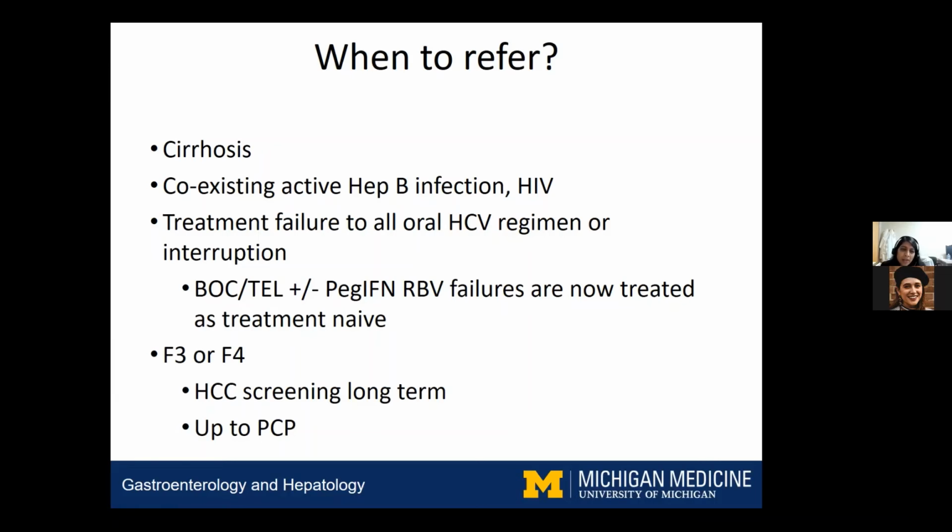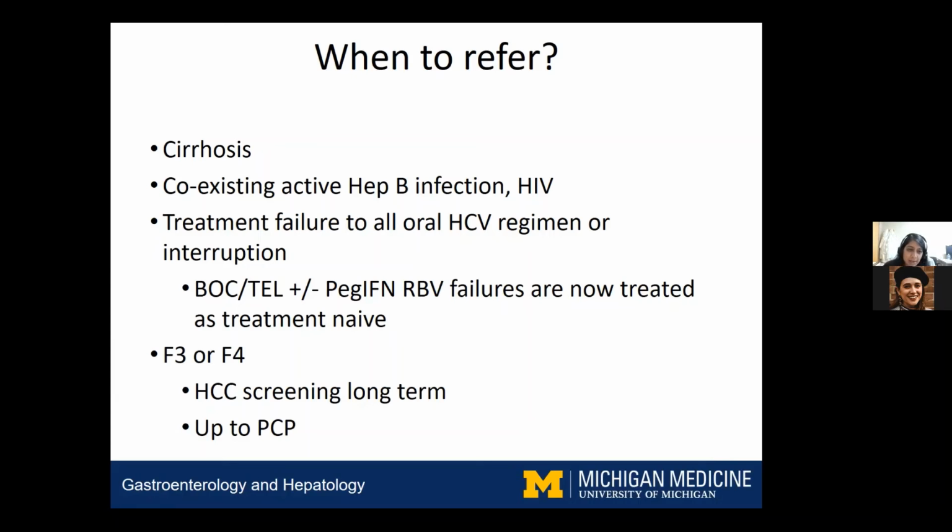And then another thing to think about is if you encounter a patient who's been treated before and failed, has failed an all-oral Hep C regimen, or had a treatment interruption, it might be helpful to strategize or meet with the specialist to talk through the best way to get them treated one last time to achieve a cure. Important to be aware that for the old treatments, which include boceprevir, telaprevir, pegylated interferon, and ribavirin, failures with any of those treatments are now considered treatment naive in terms of being able to move forward with one of the new treatments.